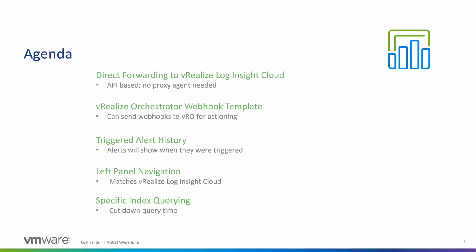We have a new feature for alert history. When an alert has been triggered, you will now see an alert history in that alert. When you press the button, you'll get a quick overview of when it triggered and some information. And now, to match some of our other products, we have left panel navigation. Previous Log Insight was top and left. Now it's just left, which matches Log Insight Cloud a little more and our other SaaS products.